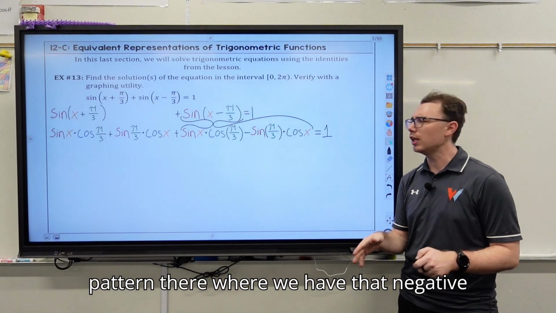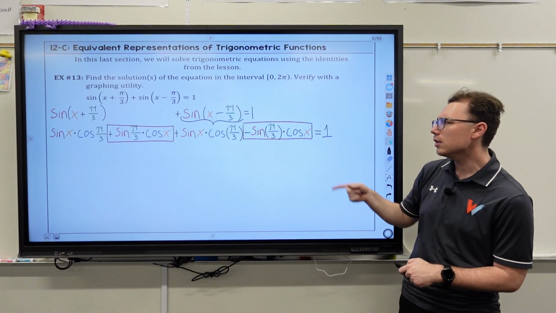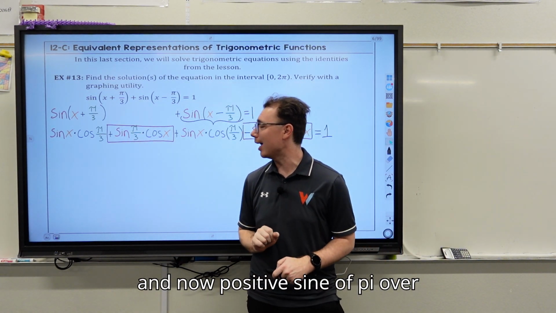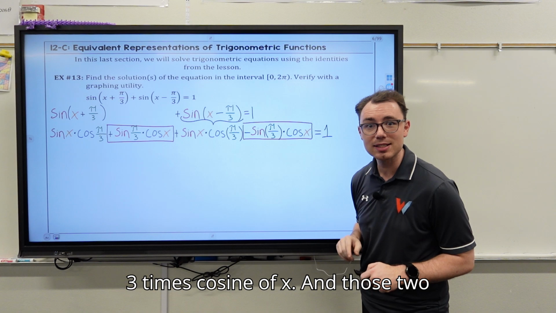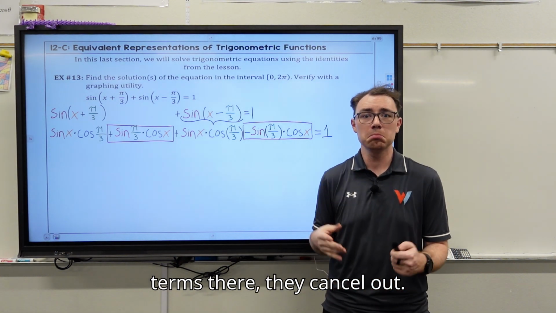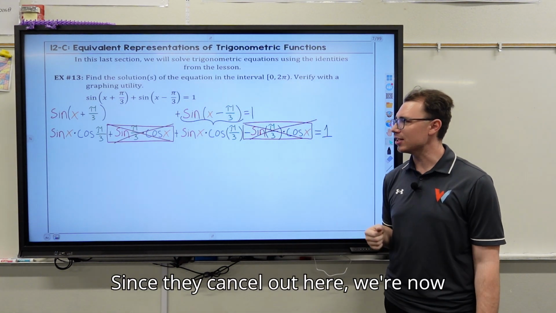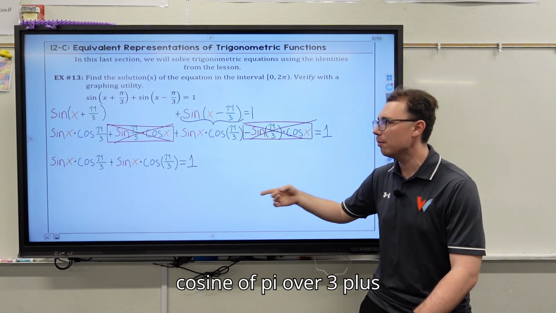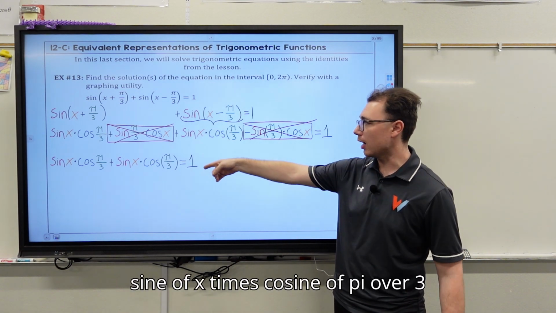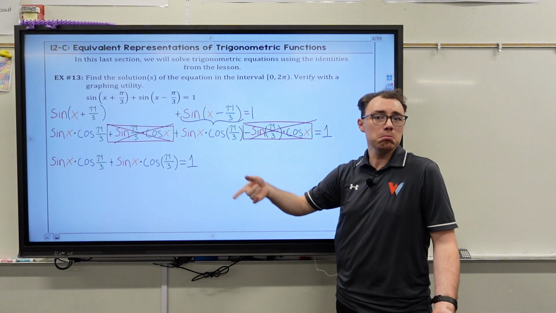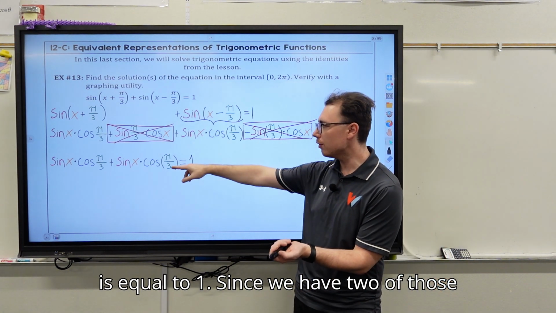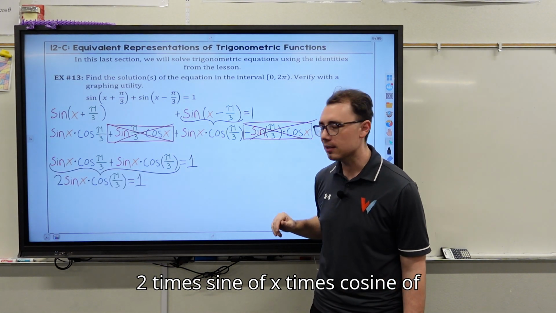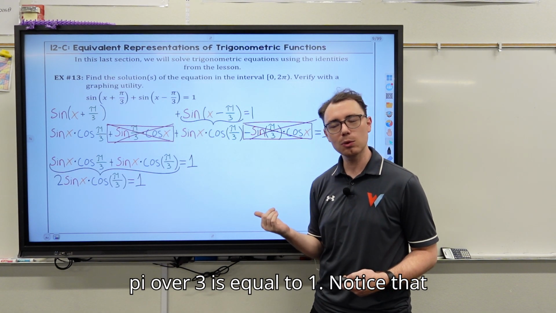We'll notice a little pattern where we have negative sine of pi over 3 times cosine of x, and now positive sine of pi over 3 times cosine of x. Those two terms cancel out. We're now left with sine of x times cosine of pi over 3 plus sine of x times cosine of pi over 3 is equal to 1. Since we have two of those terms, we can rewrite it as 2 times sine of x times cosine of pi over 3 is equal to 1.